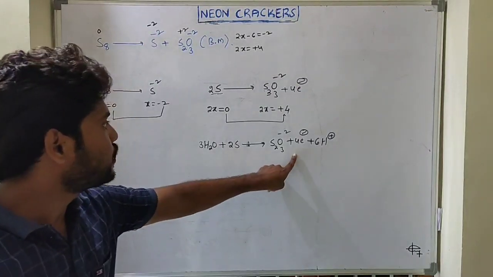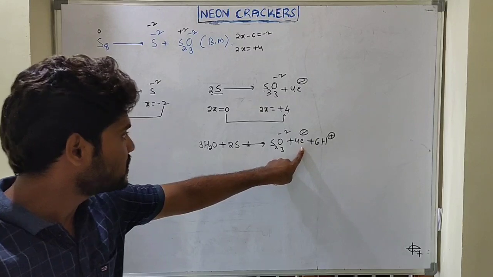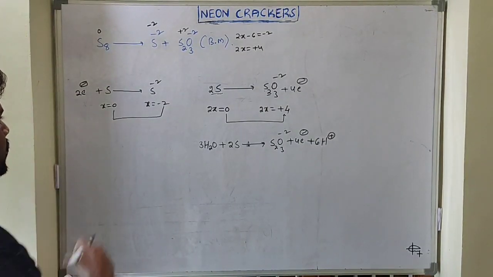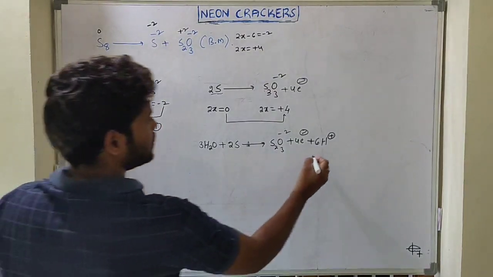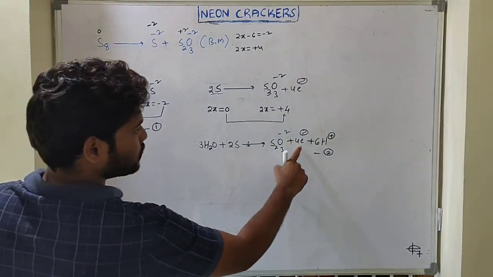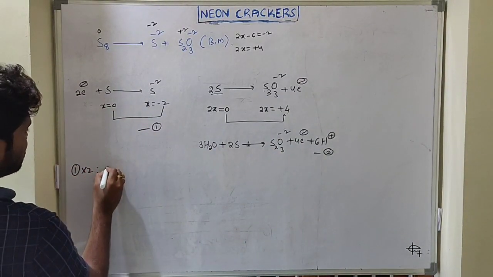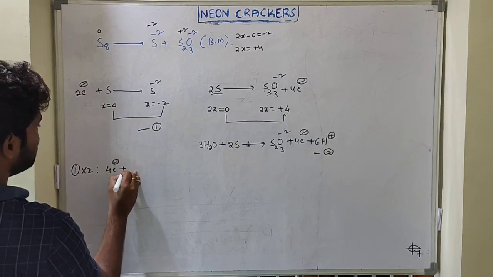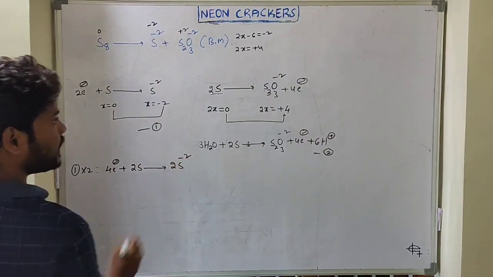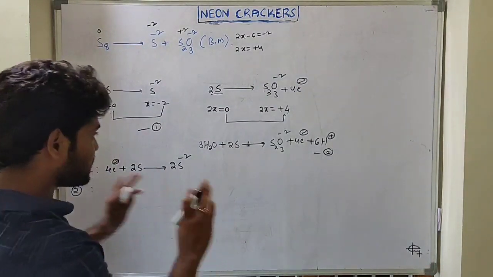After doing this, we have to balance the number of electrons. Here 4 electrons in the oxidation reaction, but we have only 2 electrons in the reduction reaction. So if this is the first equation, this is the second equation. To maintain 4 electrons, equation 1 is multiplied by 2. Then what is the equation? 4 electrons plus 2 sulfur atoms giving 2 sulfide ions. Now the second equation is as it is.